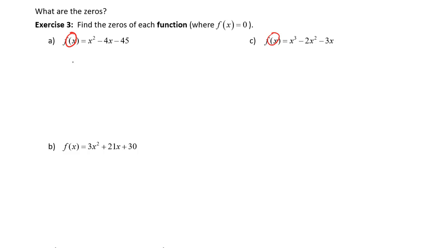So then, when f of x equals 0, we have 0 is equal to, and then we have to factor our trinomials. x and x, 9 and 5, and then we need the bigger number to be negative. So negative 9, positive 5. Similarly, we have an x to the third minus 2x squared minus 3x. I'm going to factor out the common factor of x, and we get x squared minus 2x minus 3.